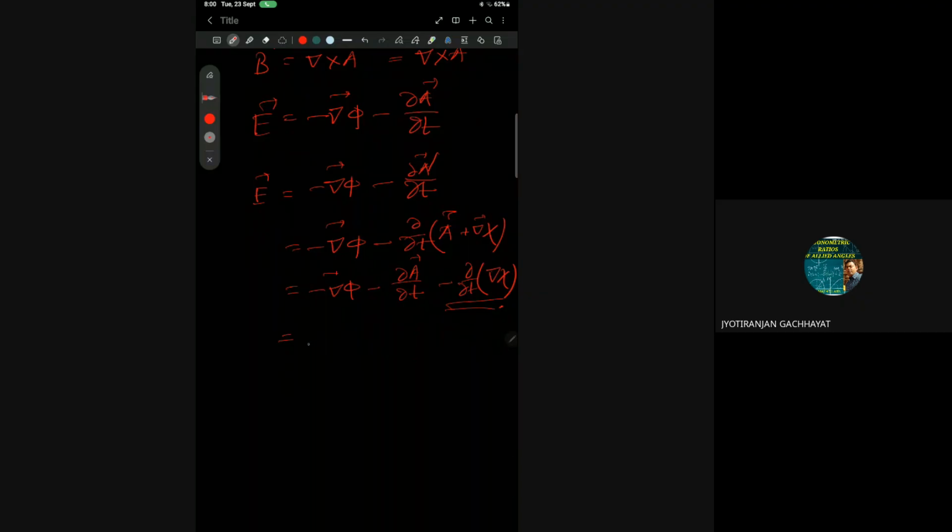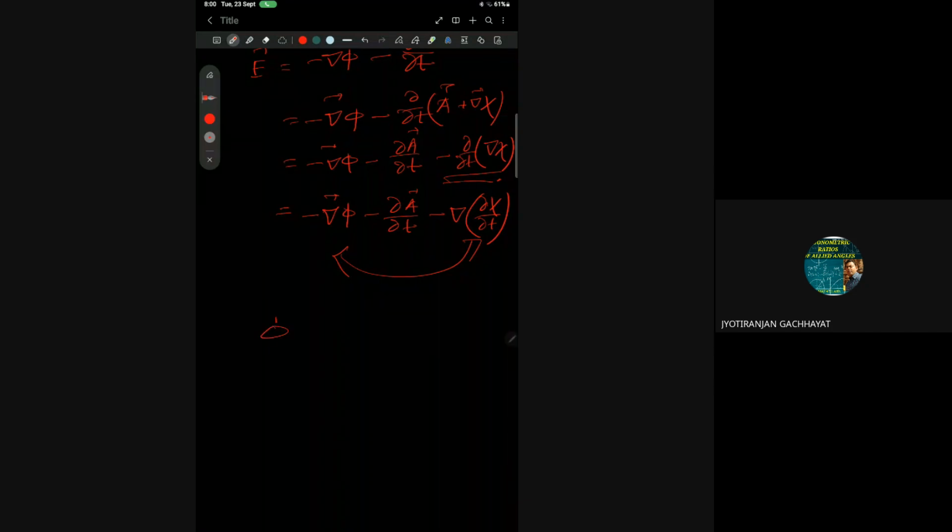I'll introduce it over here, so I can write minus del phi minus del A by del T minus del of del chi by del T. So I have to include this part over here. So if phi prime is defined as phi minus del chi by del T, then the magnetic field will remain unchanged.